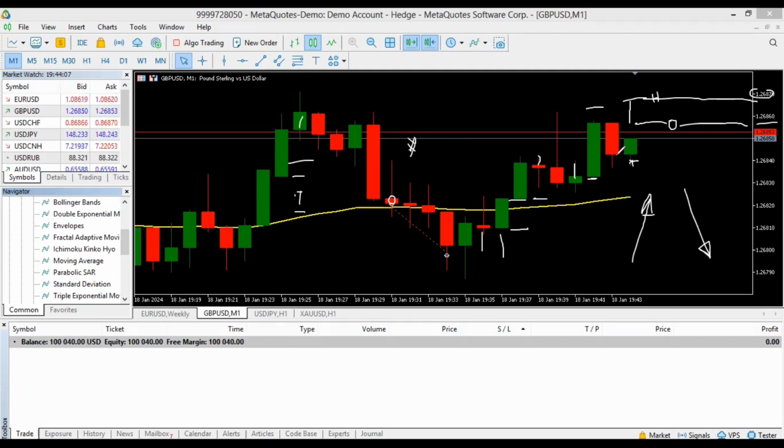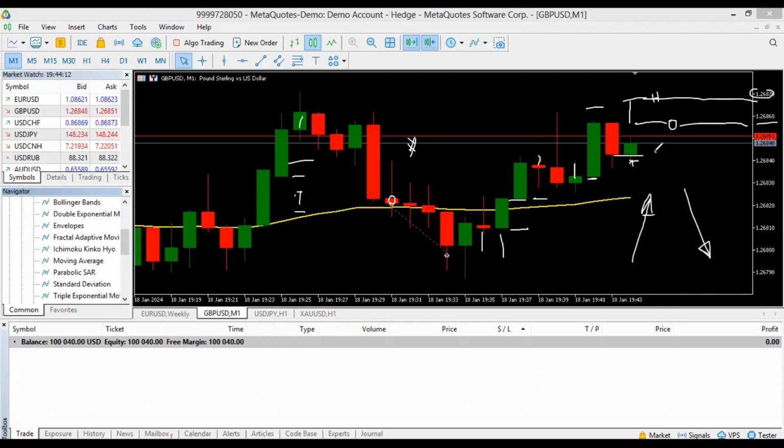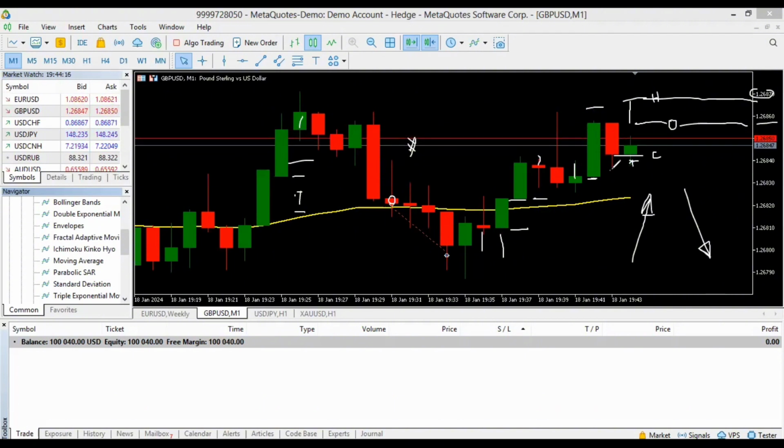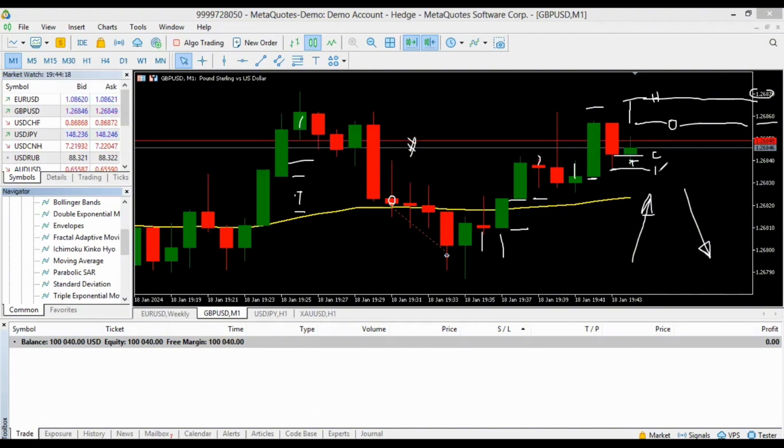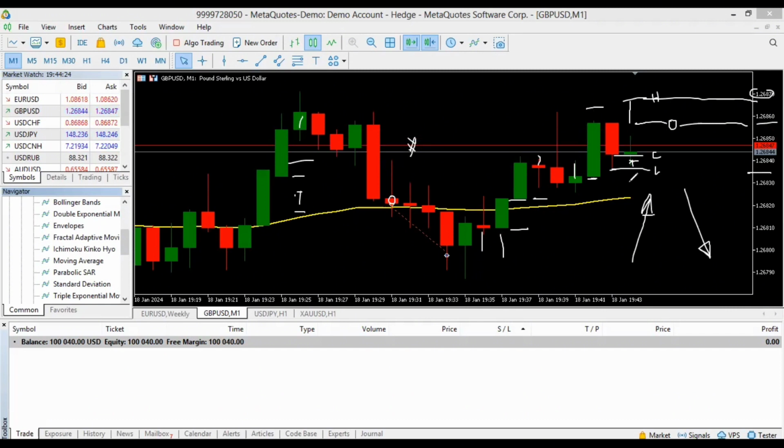1.26860. Then look at this, this is the close. This was where it closed. So that is C. So H for high, O for open, C for close, and L for low. So this is the low. Okay, and then let's call it any price here. So each of the candles has a price.